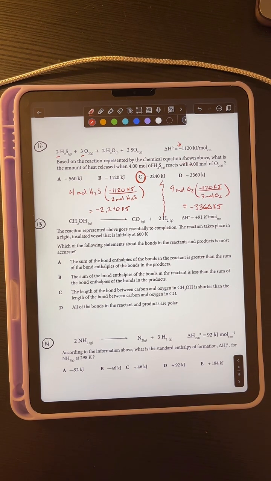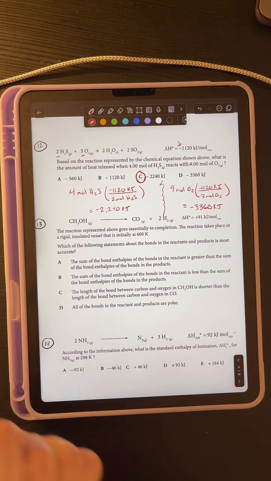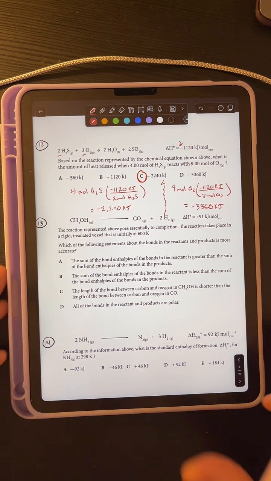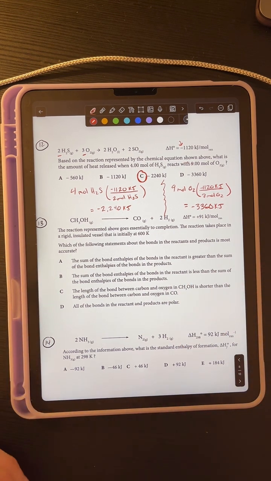There we go. Okay. All right. Sorry, my phone said I was at 20%, so I just plugged it in.